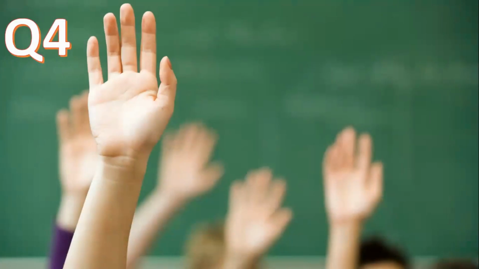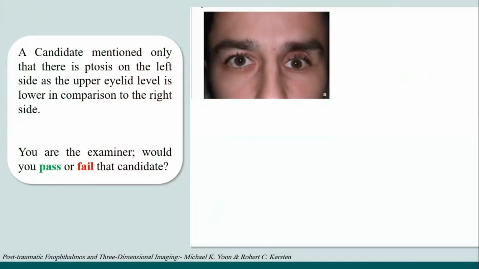Question number 4. A candidate mentioned only that there is ptosis on the left side as the upper eyelid level is lower in comparison to the right side. You are the examiner. Would you pass or fail that candidate? And why? I know it's hard for you. Okay, so you are a kind-hearted person. Thank you. You will pass that candidate? There is an ophthalmos also, I think. There is a Hirschberg's ophthalmos, I think there is. Okay, keep going.